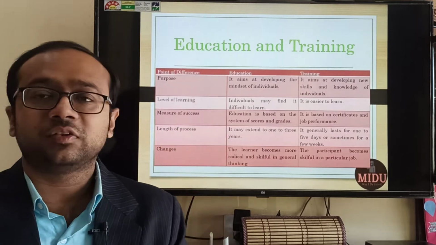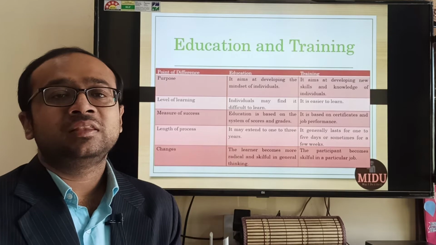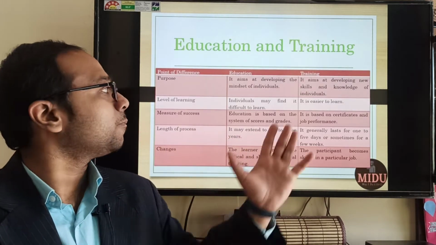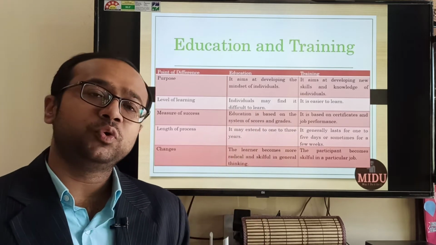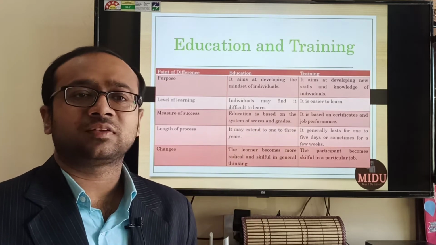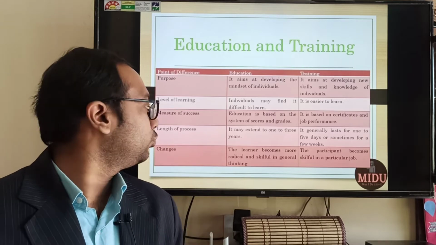Then length of process. Education is a longer thing. One class used to extend for a year, and there are courses which may extend to even 3, 4, 5 years. So it is a long thing. But training is generally for a few days, or in some cases weeks. Typically it is 2-3 days, or if it is an advanced course, it can be even for a week or so.